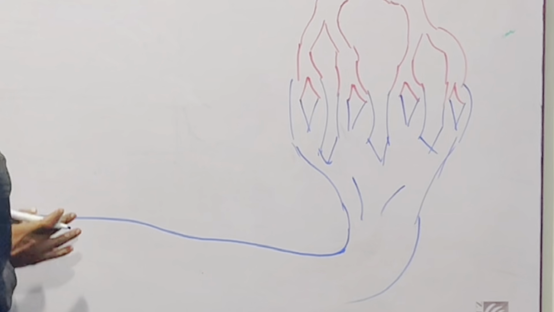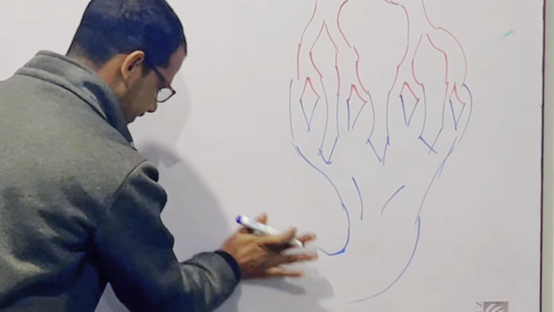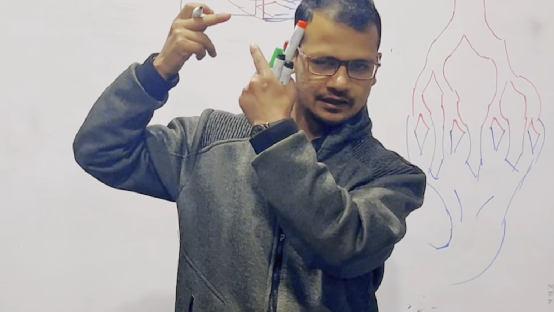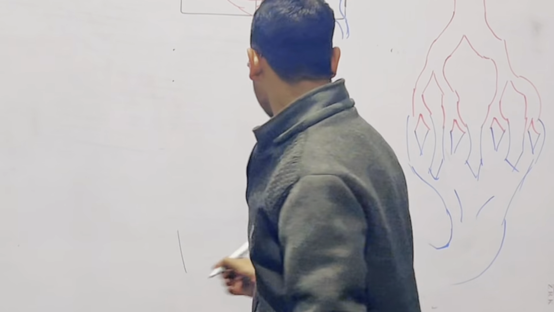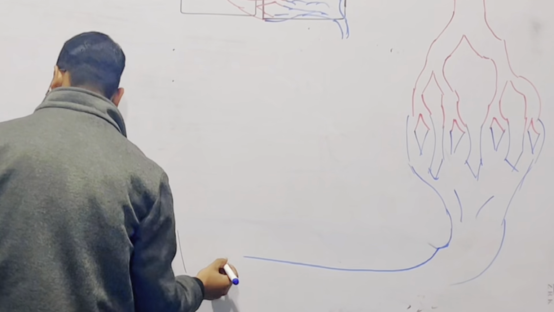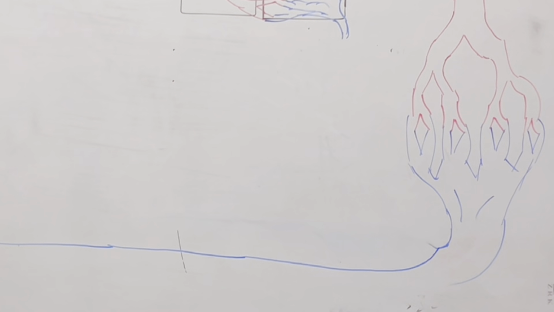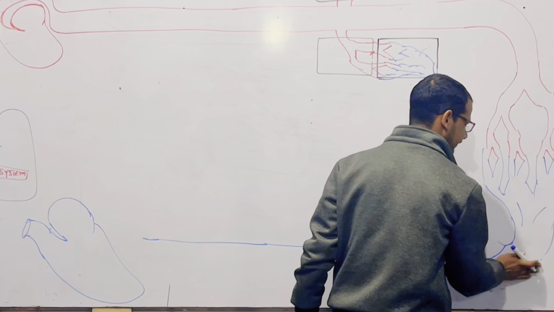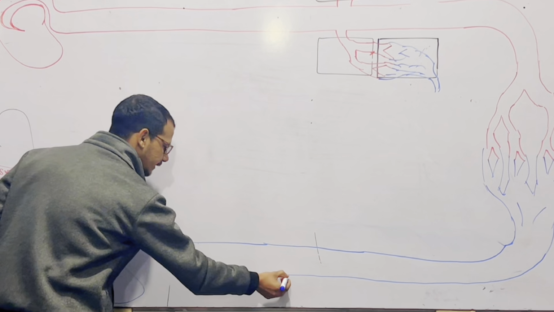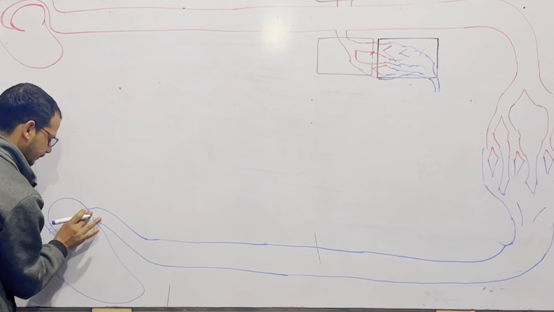It will go to the right side of the heart. From the inferior side, the inferior vena cava is coming, and from the superior side, the superior vena cava is coming. So this is the vena cava. Does the vena cava have oxygenated or deoxygenated blood? Deoxygenated blood. And it will go to the right atrium. So these all are coming to the right atrium.